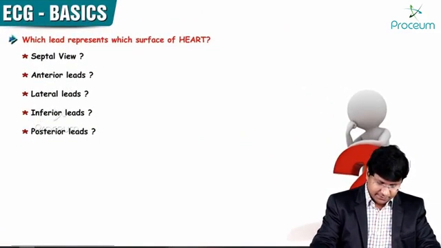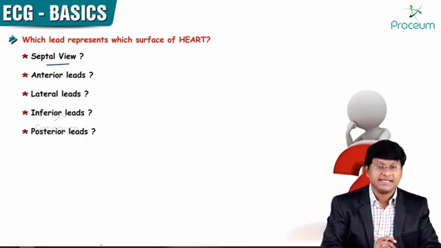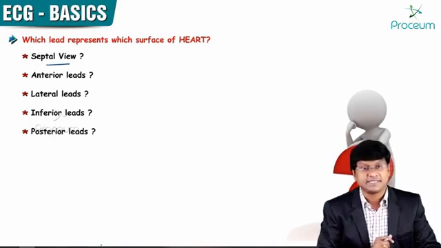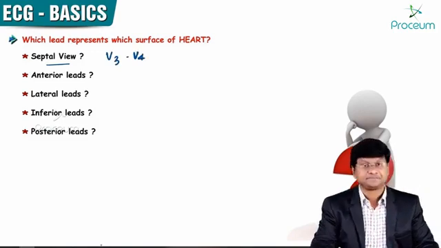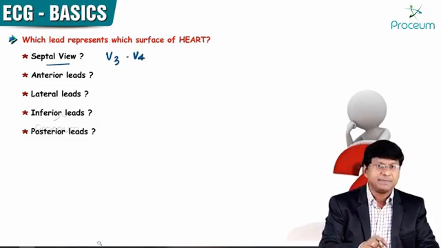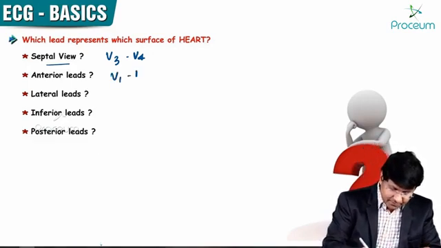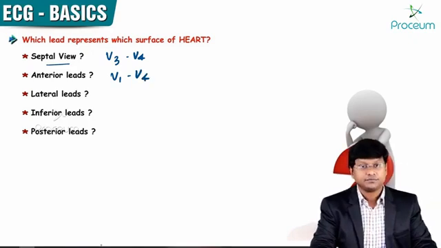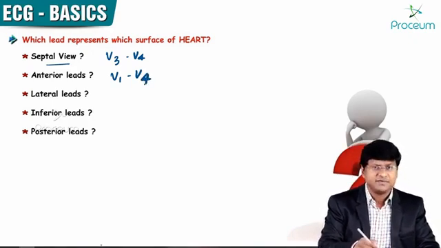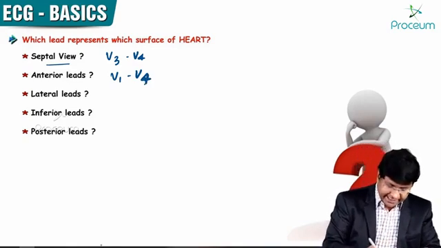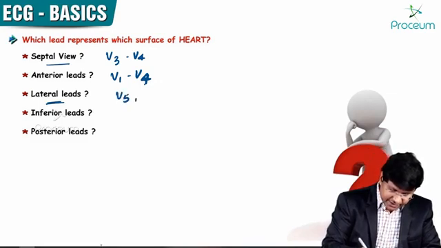Now, you see this septal view. That means the leads which are picking up the electrical activity from the septum: V3 and V4. The leads which are picking up the electrical activity from the anterior surface of the heart, V1 to V4, right? What do you mean by the word V? Ventricle. You take lateral leads. Lateral leads are V5 and V6.